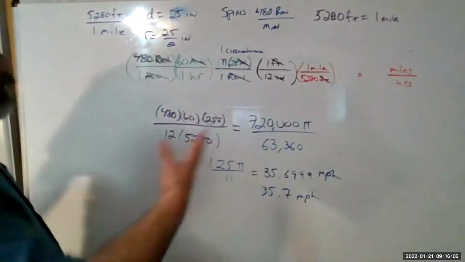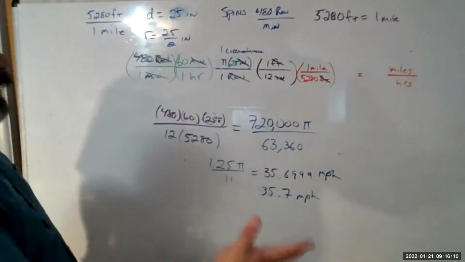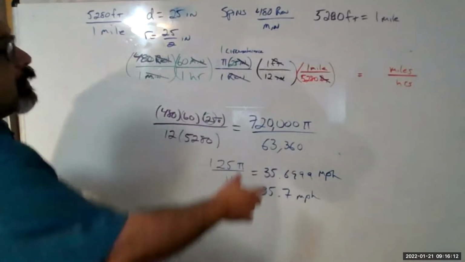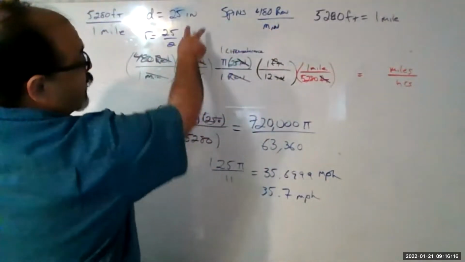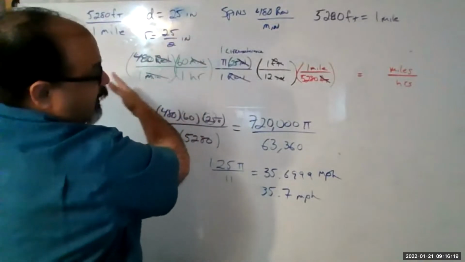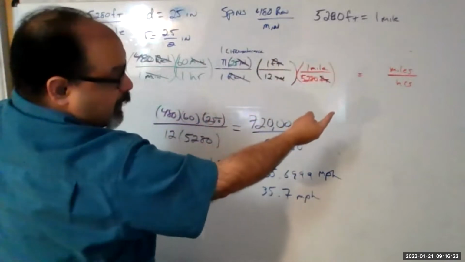Taking all the given information, the key was, what units were you given? You were given RPMs, revolutions every minute, and you were given a distance, and we had to convert those units into miles per hour.